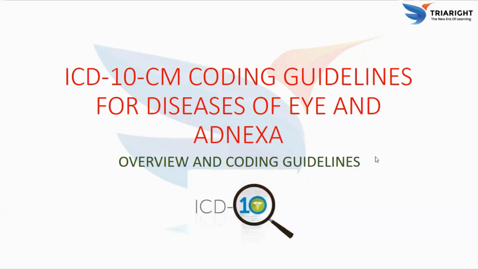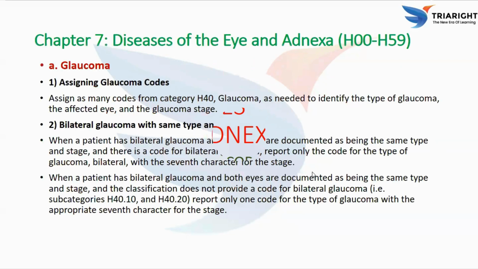So today in this session, you're going to learn about the ICD-10-CM coding guidelines for disease of eye and adnexa. In ICD-10-CM, the diseases of eye and adnexa are classified under Chapter 7. In this, H00 to H59 is a series for the disease of the eye and adnexa. So what is the first guideline?